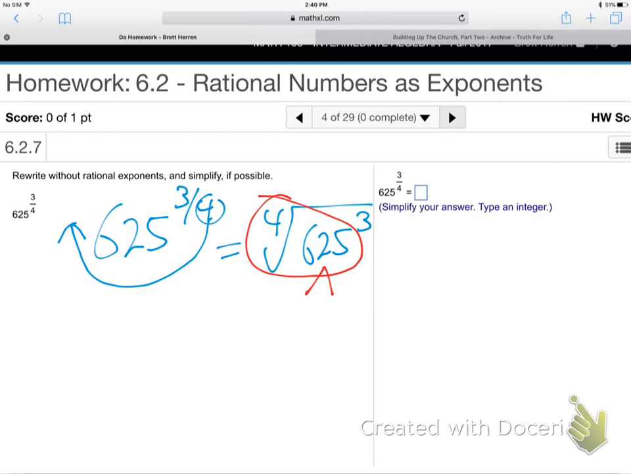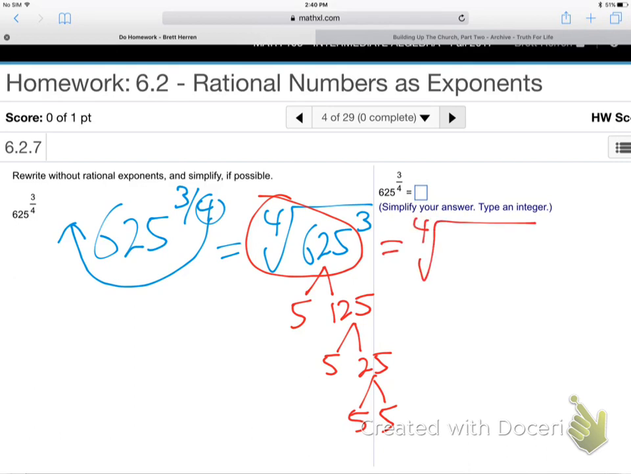So use your calculator, divide by 5, and you'll find out it's 5 times 125. And then that'll divide by 5 again. That's 5 times 25, and that's 5. So you'll see that 625 breaks down to be 4 5s. So what we have is 4th root of 5, 5, 5, 5, and then that's all going to be to the 3rd power in a minute.